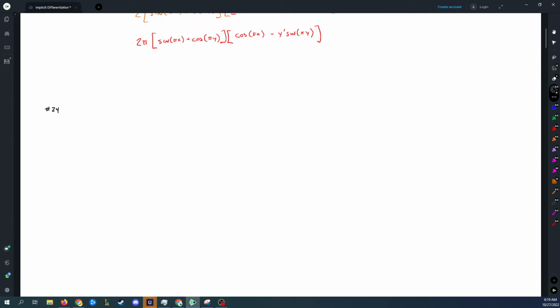Now, number 24 says I have (x plus y) cubed equals x cubed plus y cubed. If you wanted to, you could go through and expand this out and you'd have an x cubed and a y cubed. If you want to go through that process, go for it. I'm not going to be all that excited to go through that process. So on both sides, I'm taking dy dx. (x plus y) cubed equals dy dx of x cubed plus y cubed.